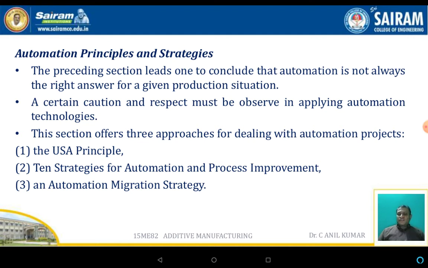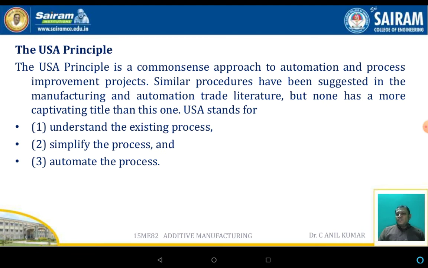This section offers three approaches for dealing with automation projects. The first one is the USA principle, the second one is ten strategies for automation and production improvement, and the third one is the automation migration strategy. The first one: the USA principle strategy.